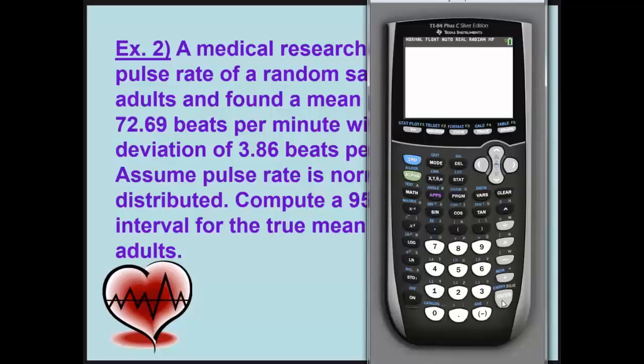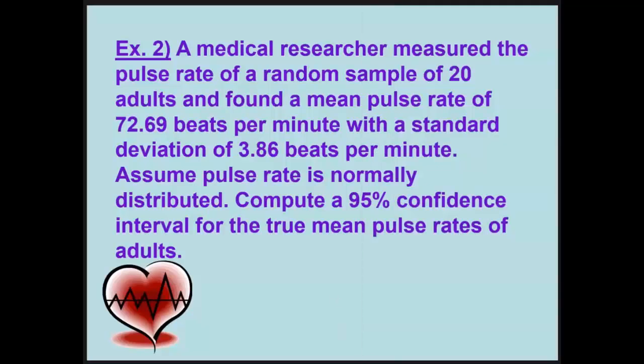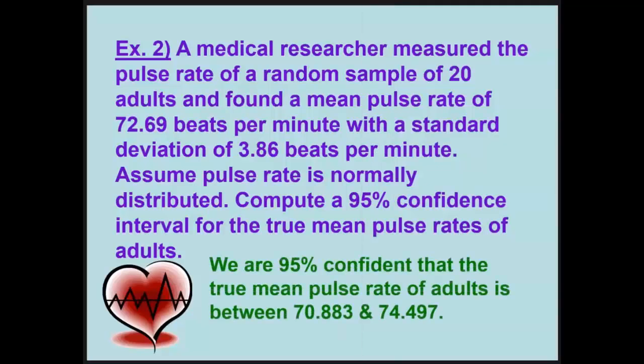So I'm going to hit enter and let the calculator do the math for me, and I get a confidence interval between 70.8 and 74.5-ish. So I can write that up as my conclusion on that. So we're 95% confident that the true mean pulse rate of adults is between 70.8 and 74.497.